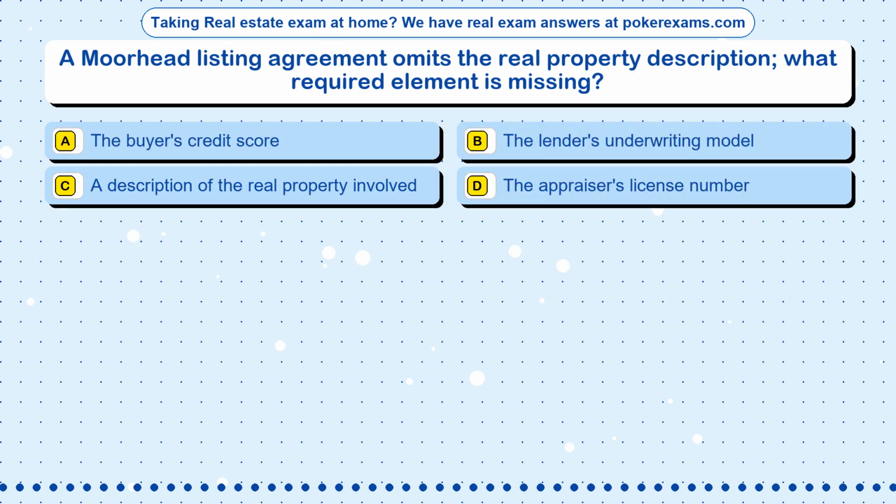Question 31. A Moorhead listing agreement omits the real property description. What required element is missing? Option A. The buyer's credit score. Option B. The lender's underwriting model. Option C. A description of the real property involved. Option D. The appraiser's license number.